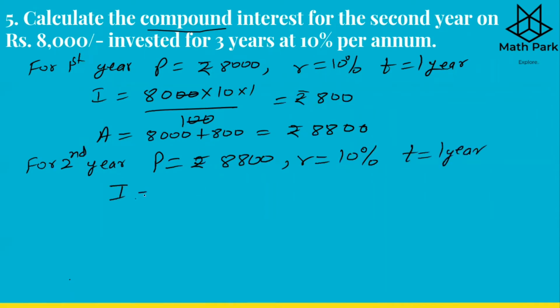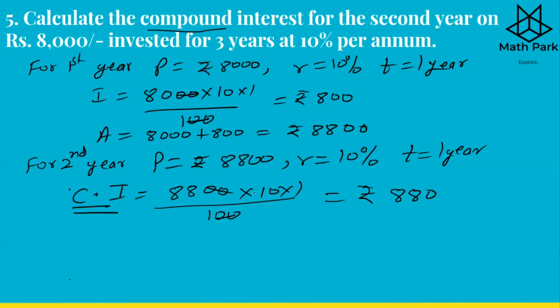So we find the interest, which is 8,800 into 10 into 1 upon 100. So we get 88 into 10, that is rupees 880. And this is nothing but the interest at the second year. So this is your interest at the end of second year. So compound interest at the end of second year is rupees 880.